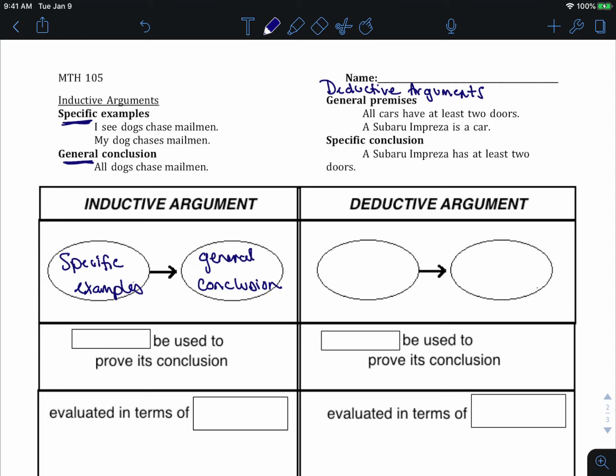Where deductive arguments, I'm starting with something general. All cars have at least two doors. A Subaru Impreza is a car. And then I make a conclusion that's pretty specific. So a Subaru Impreza has at least two doors. So it's going the other way. It's taking something general. You could say general examples or premises. It's nice to use premises because it will help us in our next couple examples. And I go to a specific conclusion.